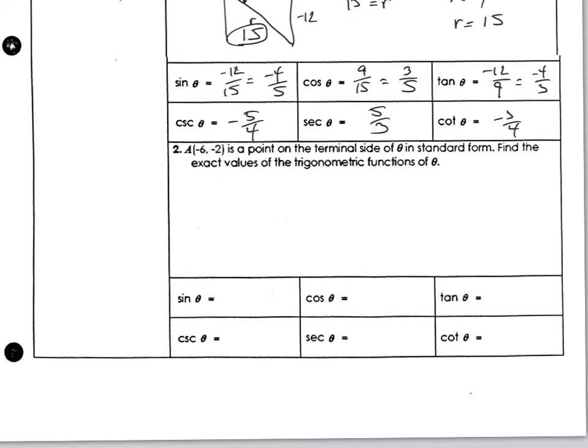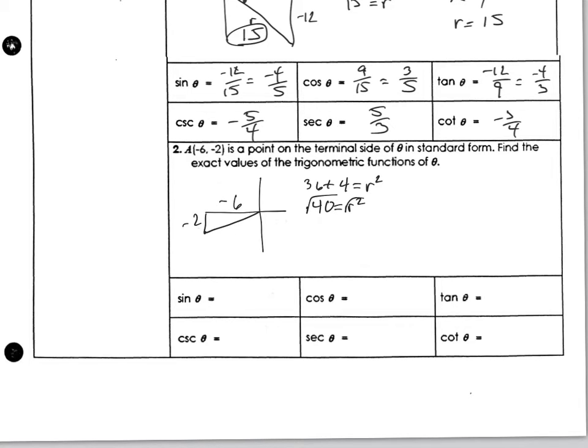Let's just do one more of these, because what are you going to do if you have a radical? How do you fix that? So again, let's graph this. We go this way 6, and then down 2. They're both negative. Then we need the Pythagorean theorem to find R: negative 6 squared, negative 2 squared, and we're looking for the hypotenuse.